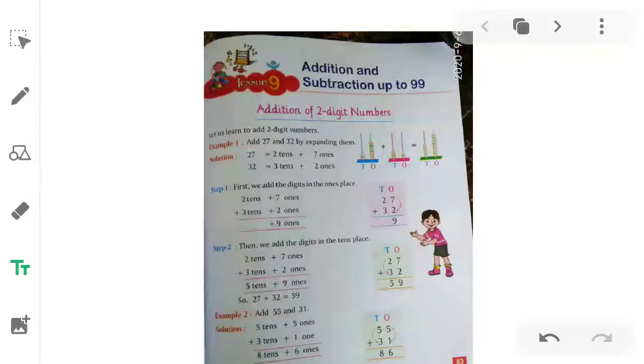And today we are going to start a new chapter of maths, that is chapter number 9, and the name of the chapter is Addition and Subtraction up to 99. Dear kids, this chapter is divided into many parts.